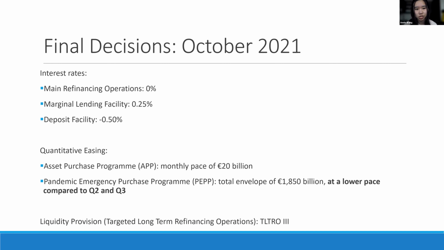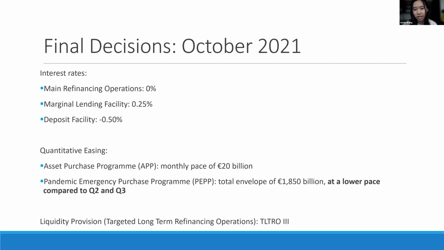We then look at the Pandemic Emergency Purchase Program, which is the PEPP. The Governing Council will continue to conduct net asset purchases under the PEPP with a total envelope of 1,850 billion euros. According to Christine Lagarde in the press conference, this is expected to end at the end of March 2022. However, this is subject to change. What is interesting is that the pace of purchases is lower compared to Q2 and Q3 this year. This gradual reduction in the pace is in line with the assessment of the improvement of the economy and also the slight revision upwards in inflation expectations.